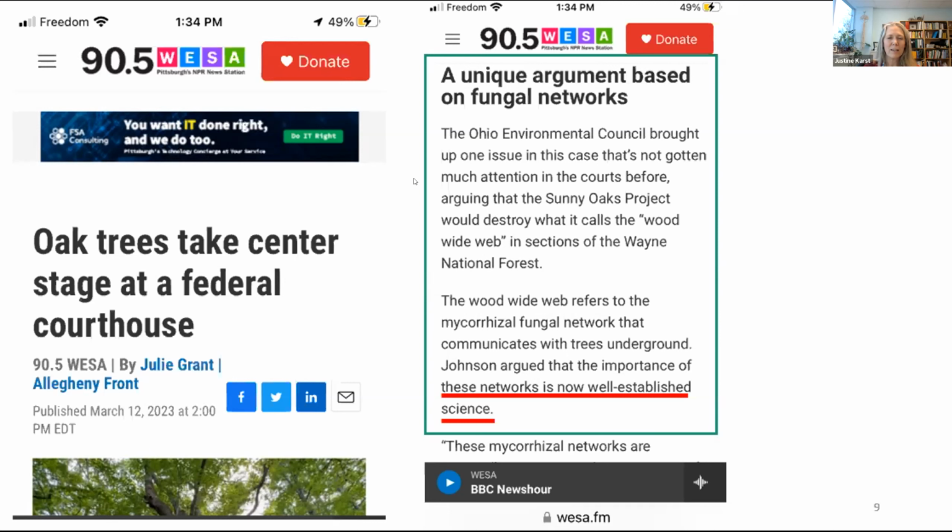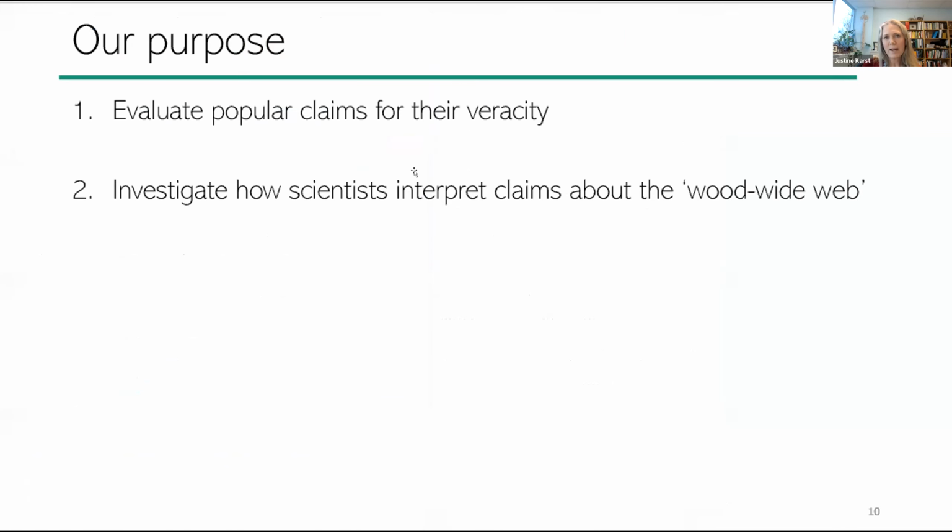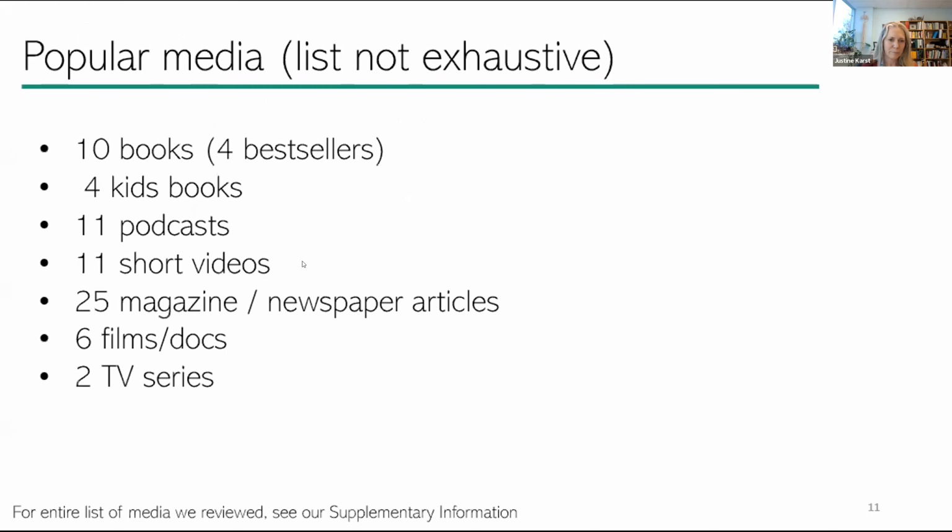And so our first instinct was, okay, we need to check because we must be missing out on something. In doing that, our purpose was actually pretty simple. We wanted to evaluate some of these popular claims. Do they hold up to scrutiny? Are they simply true? But we were also interested in investigating how scientists interpret some of these claims about the Wood Wide Web. So there's going to be two parts to this talk, focusing on each of those purposes. First, we wanted to get a sense of how the public was thinking about the Wood Wide Web. How are they talking about it? How are they thinking about it?